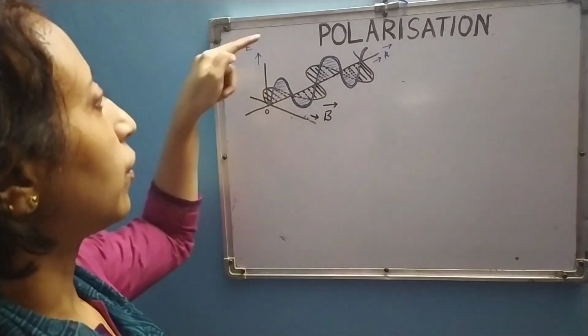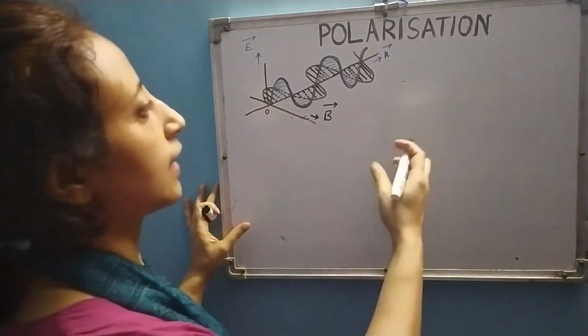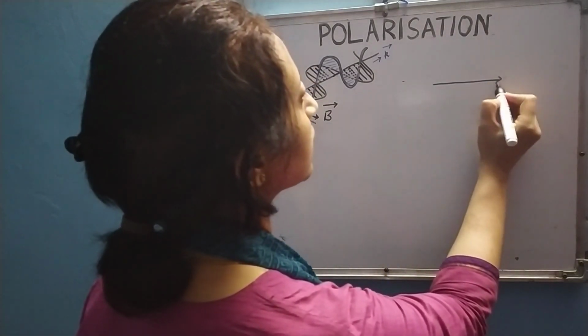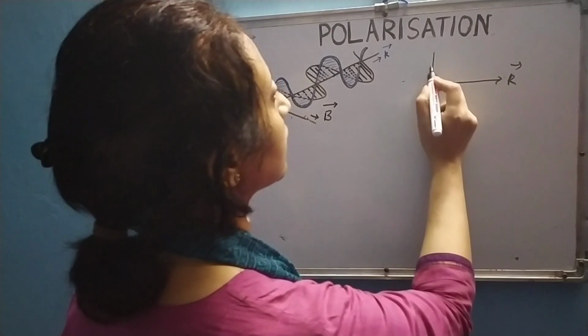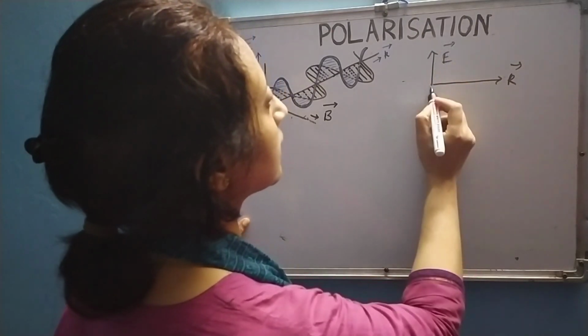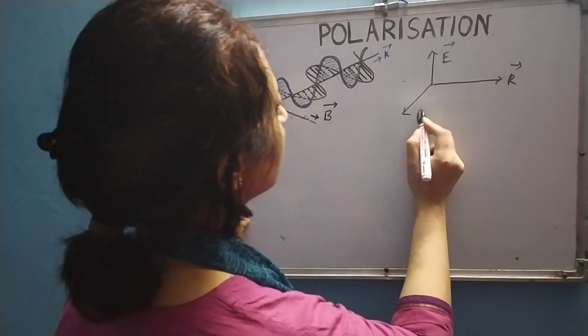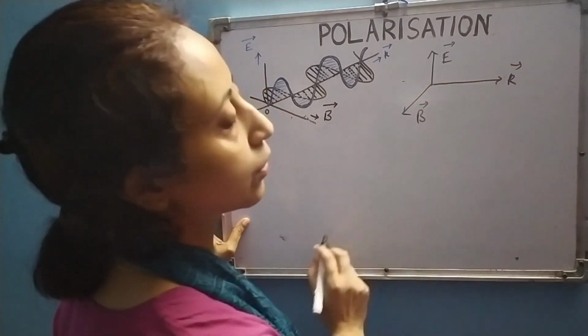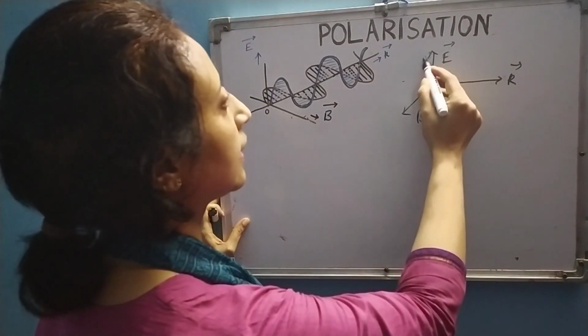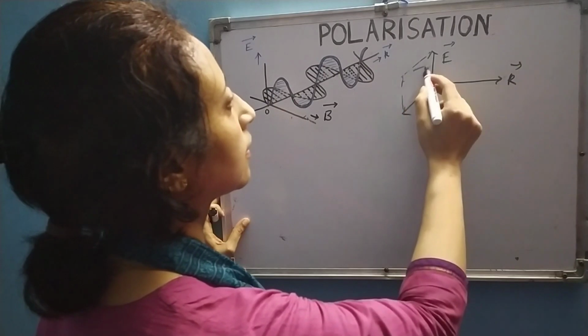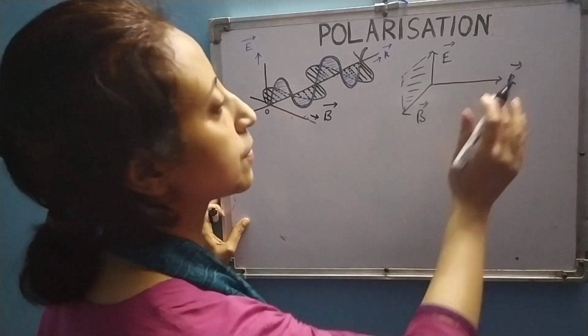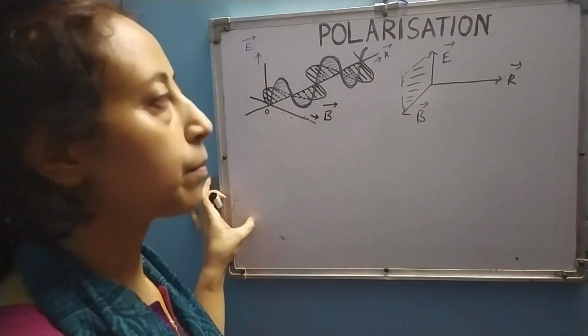and they are oriented in this manner that if the direction of propagation is this way, electric field vector will be in this way, magnetic field vector will be in this way, and all are perpendicular to each other. That means the plane containing E vector and B vector will be always perpendicular to the direction of propagation.